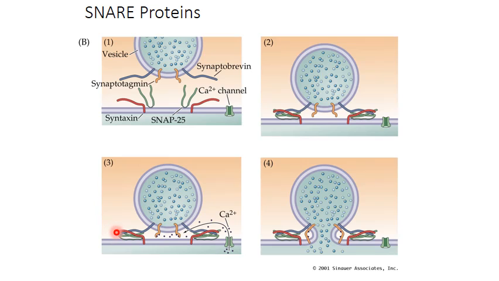Synaptotagmin has two calcium binding sites in its cytoplasmic portion, C2A and C2B, and it's thought that the voltage-dependent calcium channels, which are very closely apposed to the active zone, when they open and bring calcium in, that calcium binds to synaptotagmin, which somehow distorts the process even further so that the fusion event occurs.